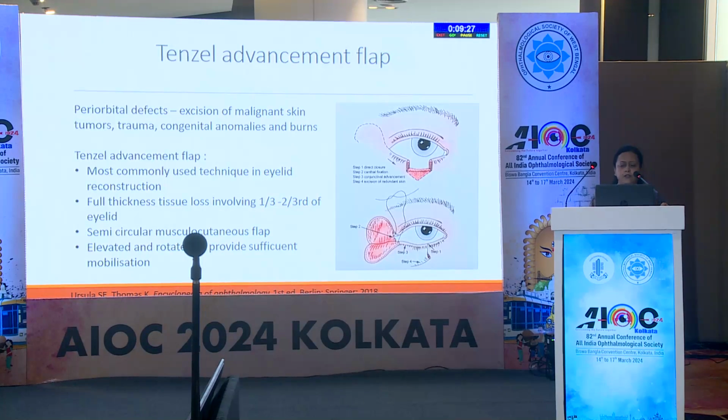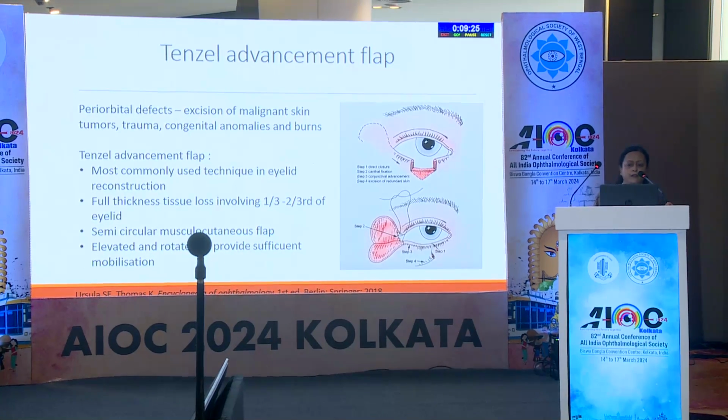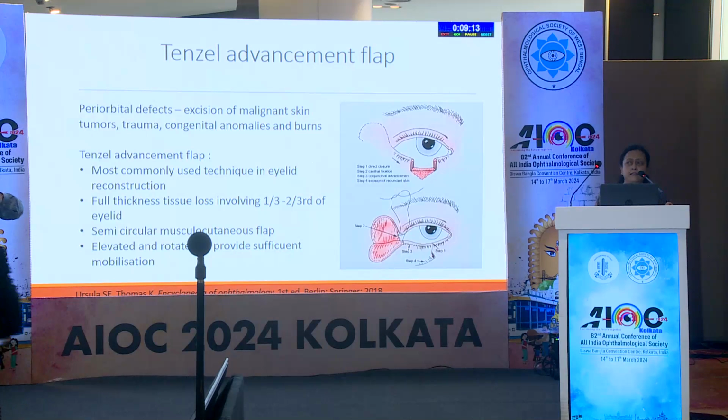Now, while we reconstruct this advancement flap, we have to keep in mind which eyelid the defect is in. If it is in the lower eyelid, the flap should be formed such that it is curved upwards, as shown in the diagram, and if it is in the upper eyelid, the curve should be pointed below.